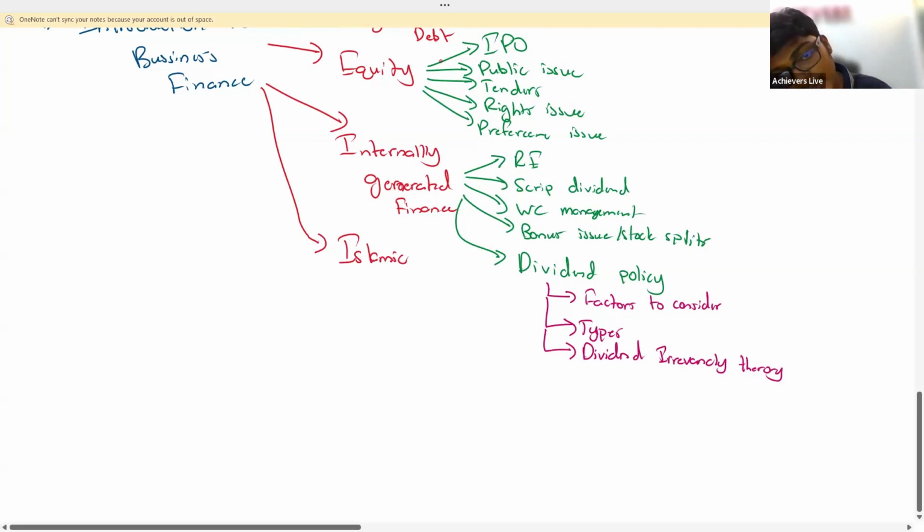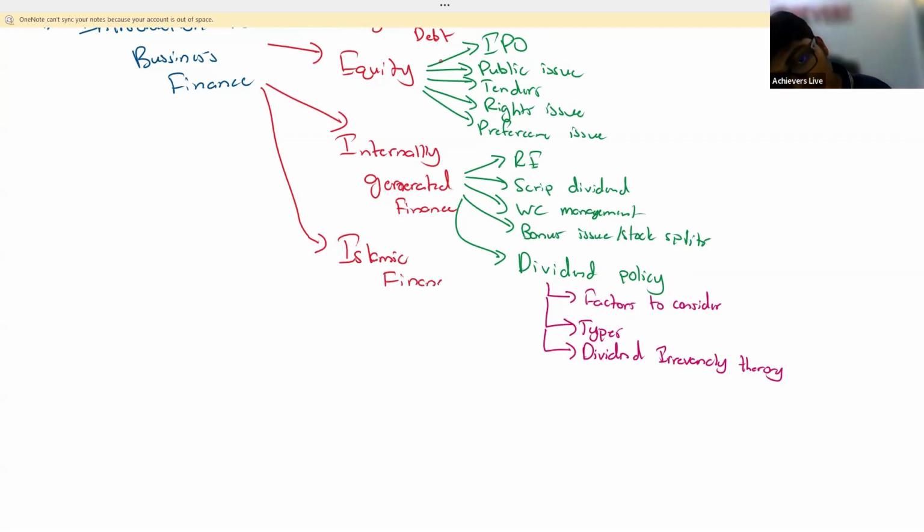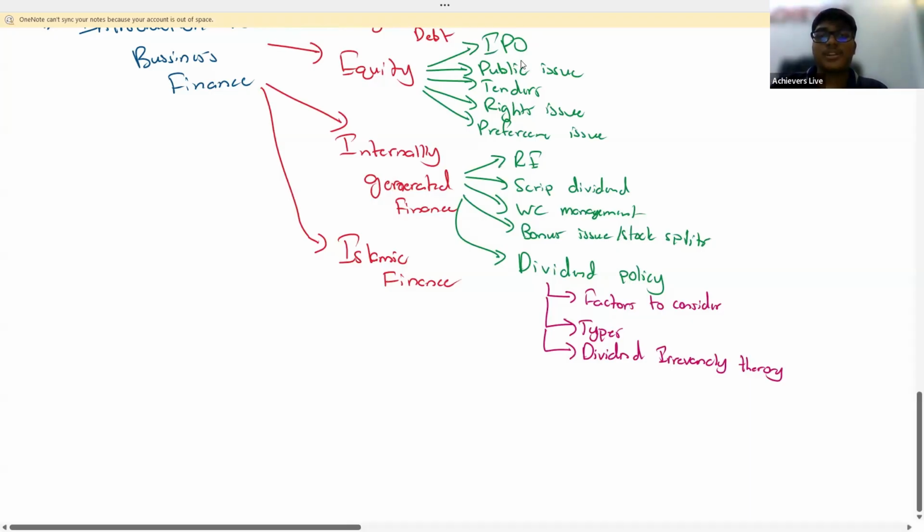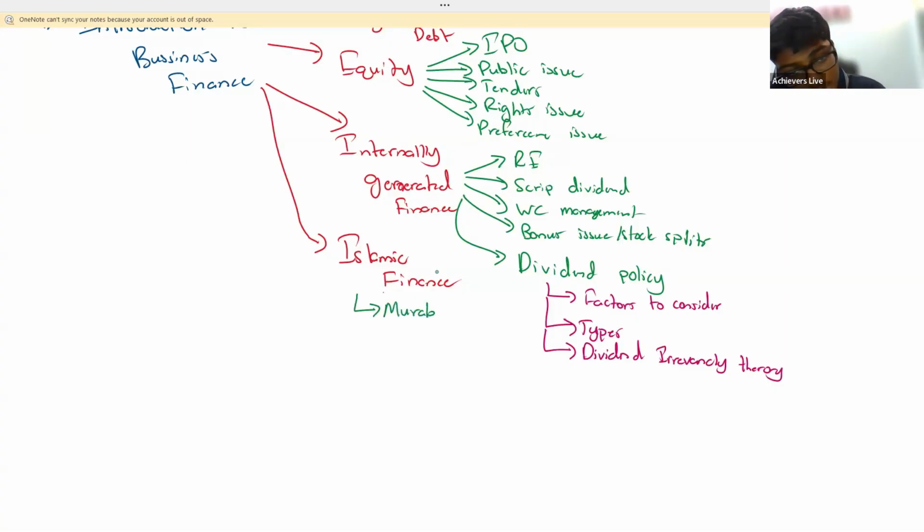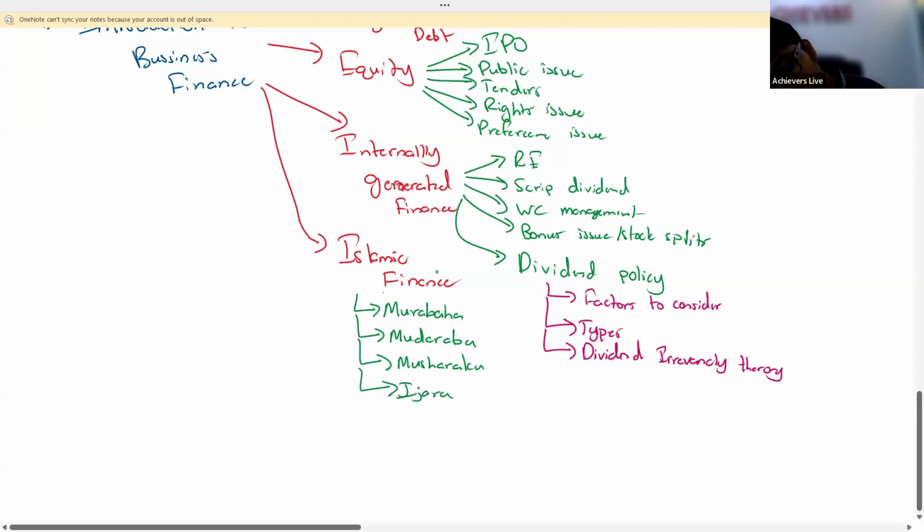Islamic finance. So under Islamic finance, we learned a couple of things. Murabaha, mudaraba, musharaka, ijara, and sukuk. Good, correct.